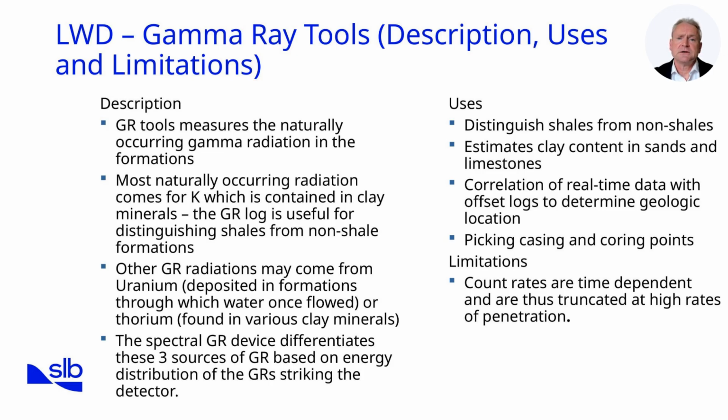The primary uses of gamma-ray logging while drilling include shale identification, estimation of clay content in sands and carbonates, and correlation of real-time data with offset logs to determine the geologic location of the well. Gamma-ray is also useful for picking casing depths and coring points, as it clearly identifies changes in lithology.